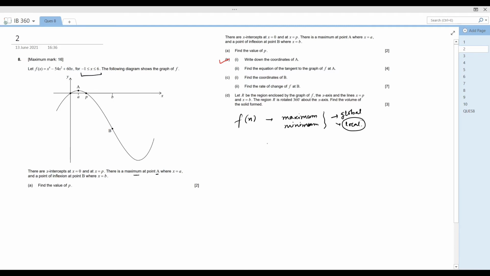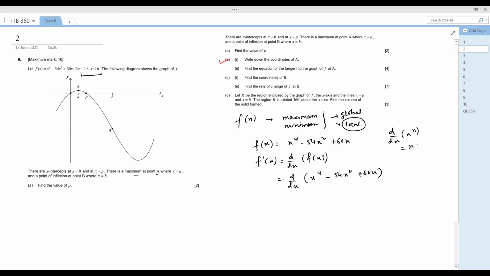So let me do that. f(x) equals x to the power 4 minus 54x squared plus 60x. Now f dash x is nothing but d/dx of f(x), so it is d/dx of x to the power 4 minus 54x squared plus 60x. I have already told you that d/dx of x to the power n equals n x to the power n minus 1.